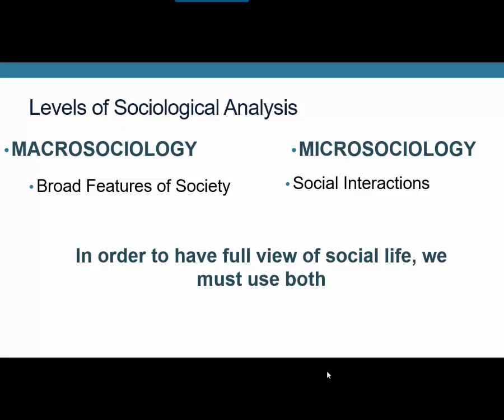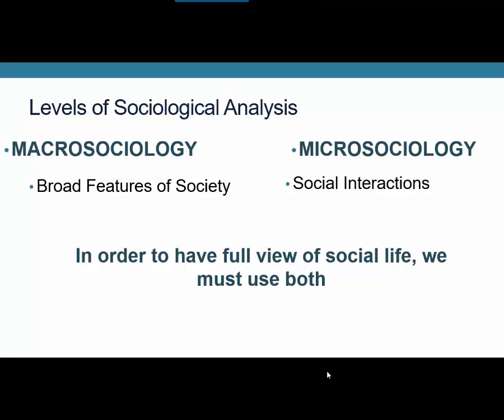And you've seen these terms before. We talked about macrosociology and microsociology when we talked about the theoretical perspectives, that structural functionalism and conflict theories are examples of macrosociological theories, and symbolic interactionism is a microsociological perspective. But now we're going to go a little bit deeper into both of these levels. What does it mean to actually study something on that particular level? And just to note, in order to have a full view of social life, we must use both.